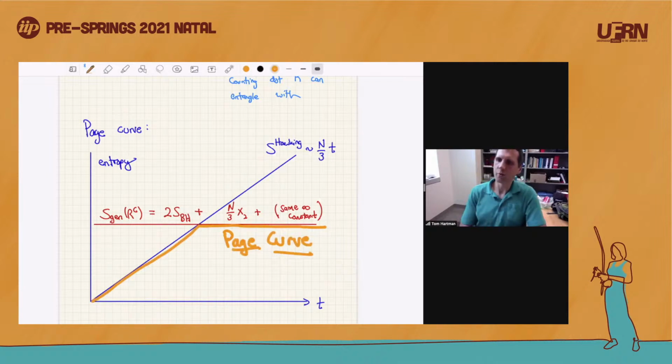I drew the Page curve yesterday for the evaporating black hole. This is very similar, except instead of going back down, it's bounded by this constant, because the black hole never evaporates away, so there's no reason it would have to go back down to 0.